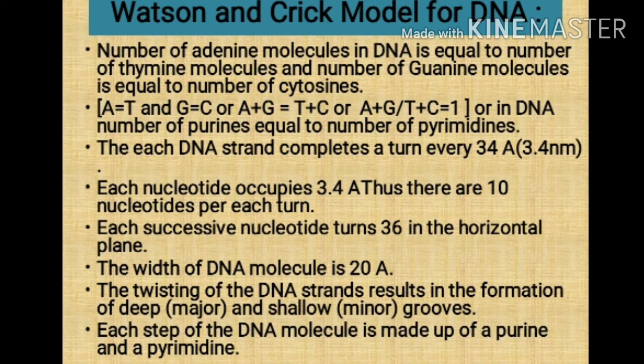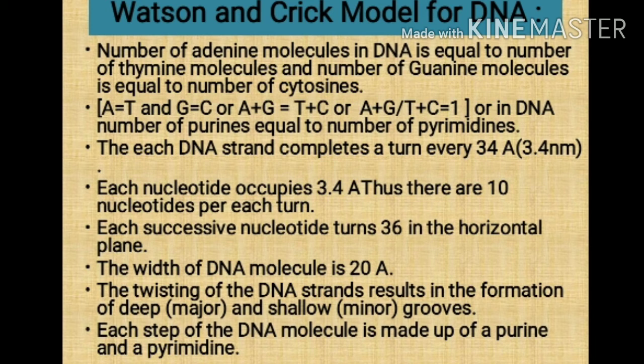So 10 nucleotides are completing 360 degrees, one complete turn. Each successive nucleotide turns 36 degrees to the horizontal plane. The width of Watson-Crick DNA is 20 angstroms. The distance between two strands of DNA is 20 angstroms.